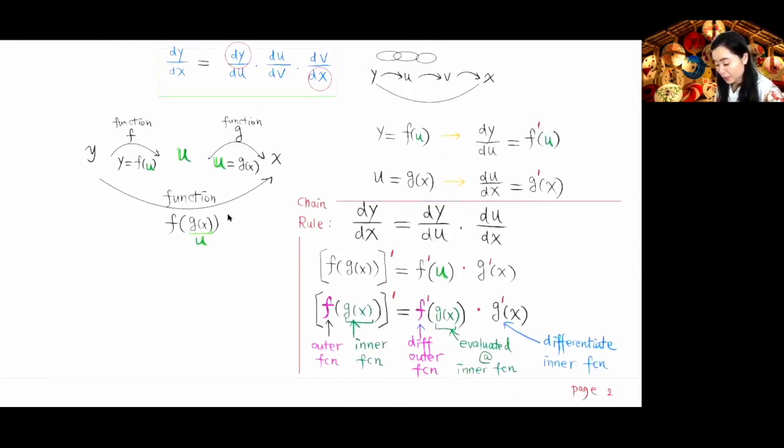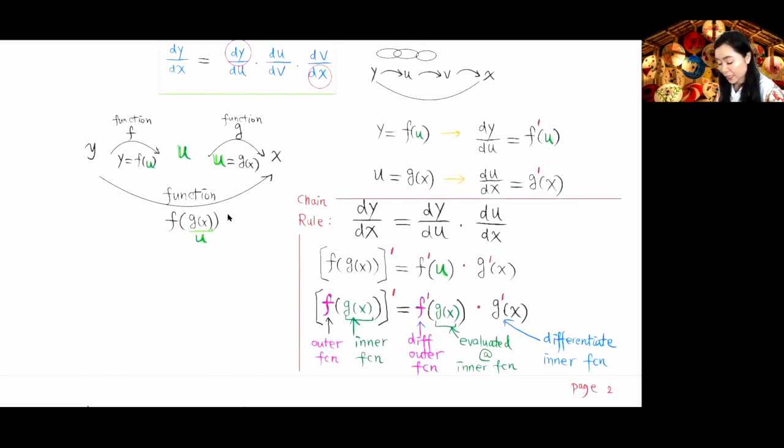Another notation is this function notation. Okay, y is a function of u. U is a function of x. Then y here is a function of x. It's a composition of f composed with g. Okay, the outer function is the f. The inner function here is the g. G of x is the u. So this y here is the composition of f composed with g.